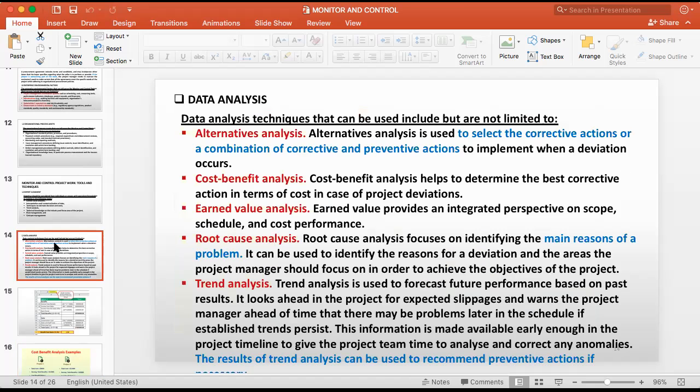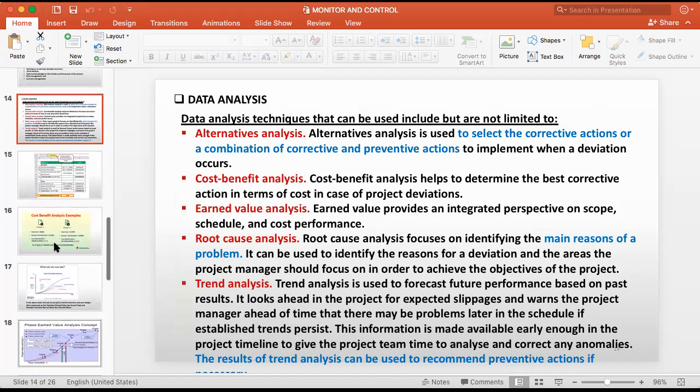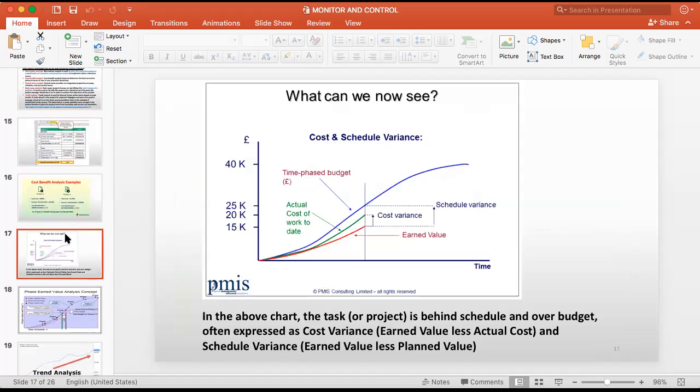But the other one, earned value analysis. Earned value provides an integrated perspective on scope, schedule, and cost performance. So earned value analysis, I have some figures. Now if you go through this one, the cost and time. So this is the time phased budget. This is the earned value. This is the actual cost of the work done.